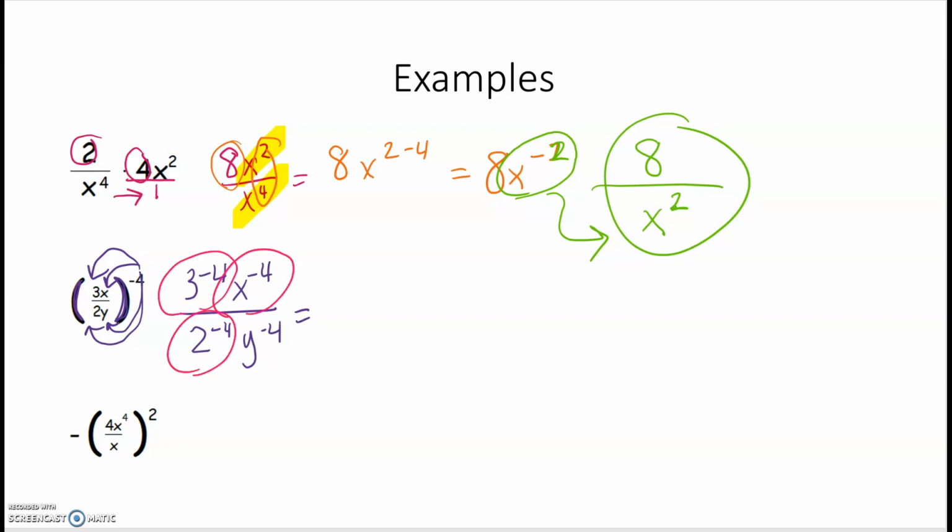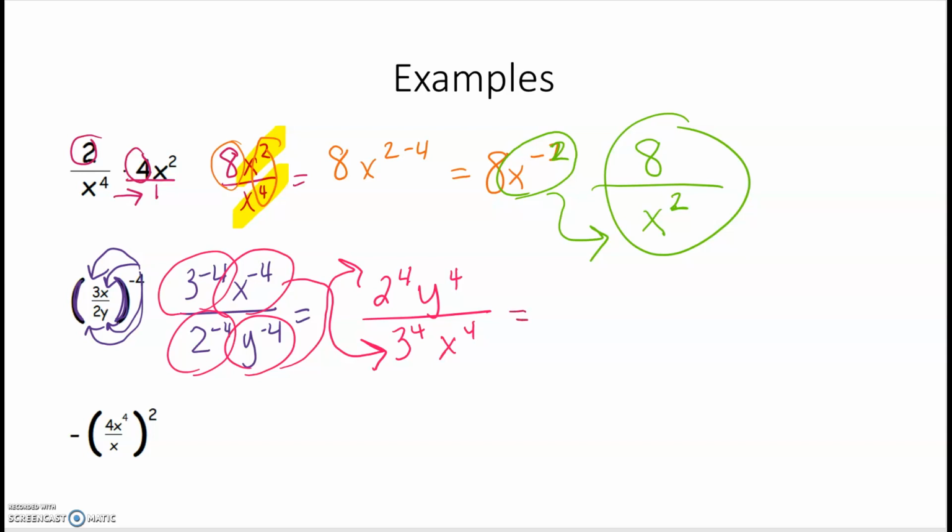So everything has a negative exponent, which means everything has to move. Whatever's on top is going to the bottom, and whatever's on bottom is coming up top. So remember, when it moves, it becomes happy and positive. Okay, so now I've got 2 to the 4th, y to the 4th on top, and 3 to the 4th, x to the 4th on bottom.